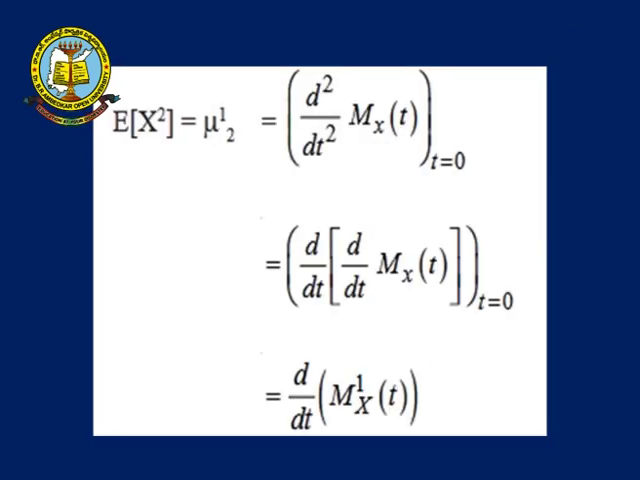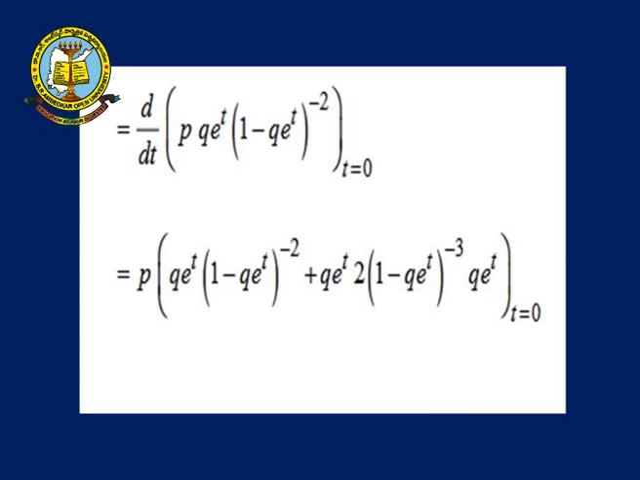Again, E of x square is mu2 dash, d square by dt square of M of x(t) at t is equal to 0. We are taking this equation number 2, and again differentiating d by dt of M of x(t). The first derivative we differentiate again, the second derivative, d by dt of M dash of x(t). So d by dt of the first derivative, pq into e power t into 1 minus q into e power t whole power minus 2, at t is equal to 0. So what is the second derivative I am doing here? p is the constant, I am taking q into e power t, 1 minus q into e power t whole power minus 2.